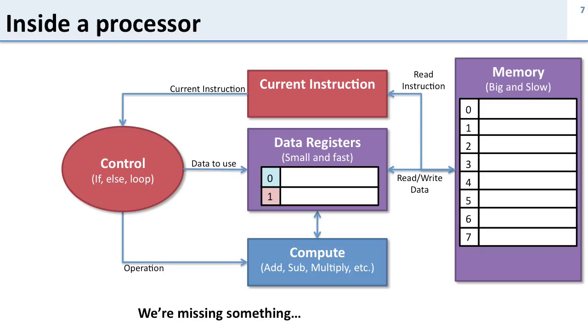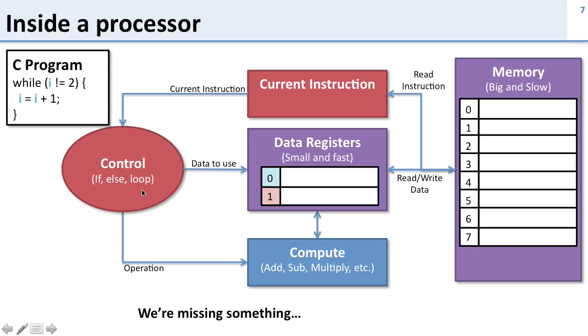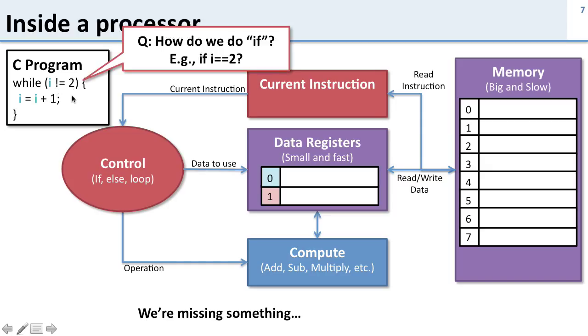So we've got most of the stuff here, but we're missing something. And let's take a look at a program to see what we're missing. So say I have this program, while I does not equal 2, I equals I plus 1. So this is going to go around in a loop, incrementing I until it equals 2. So from this program, how do we do this if I does not equal 2 part? How do we control that?